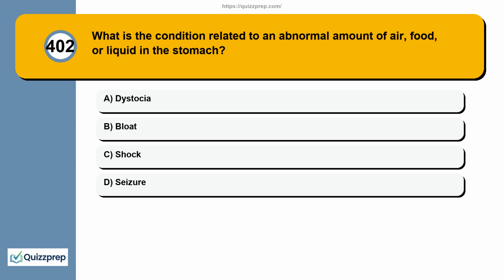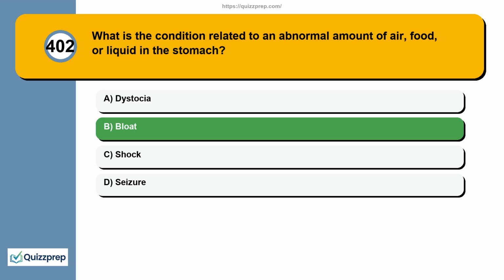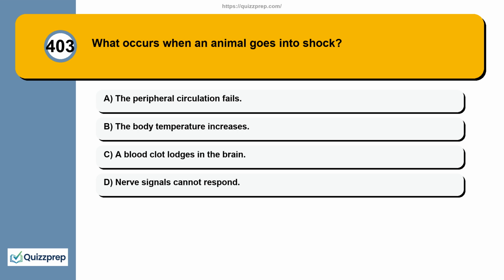Question 402. What is the condition related to an abnormal amount of air, food, or liquid in the stomach? Option A. Dystocia. Option B. Bloat. Option C. Shock. Option D. Seizure. The correct answer is option B. Bloat.